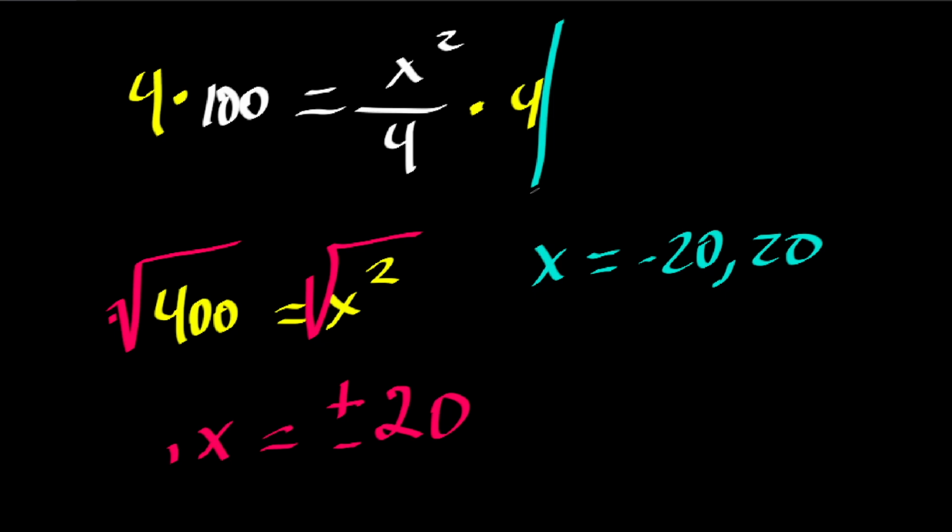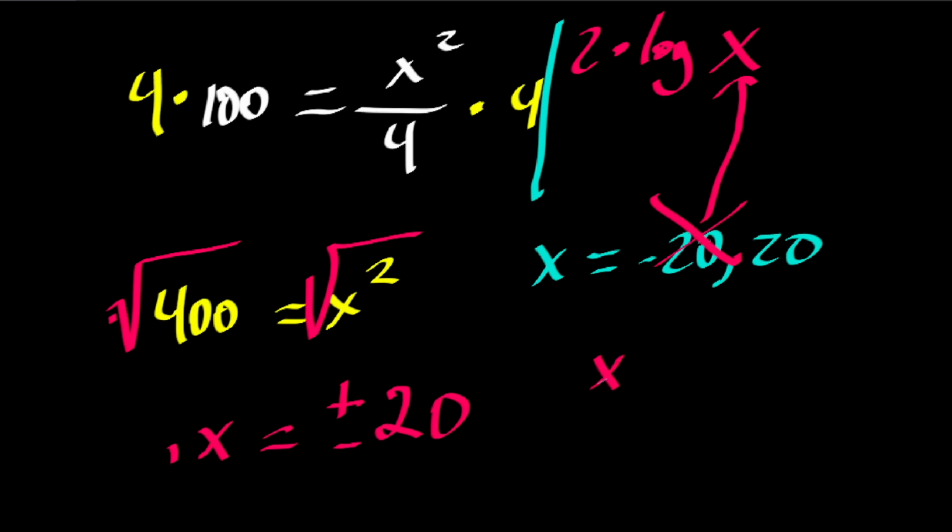Now, here's where you need to look back at the beginning of our problem, because if you remember, we had 2 times log of x. If I were to plug in a negative 20 for x, that would be a negative logarithm, and that can't happen. So the answer is actually just x equals 20.